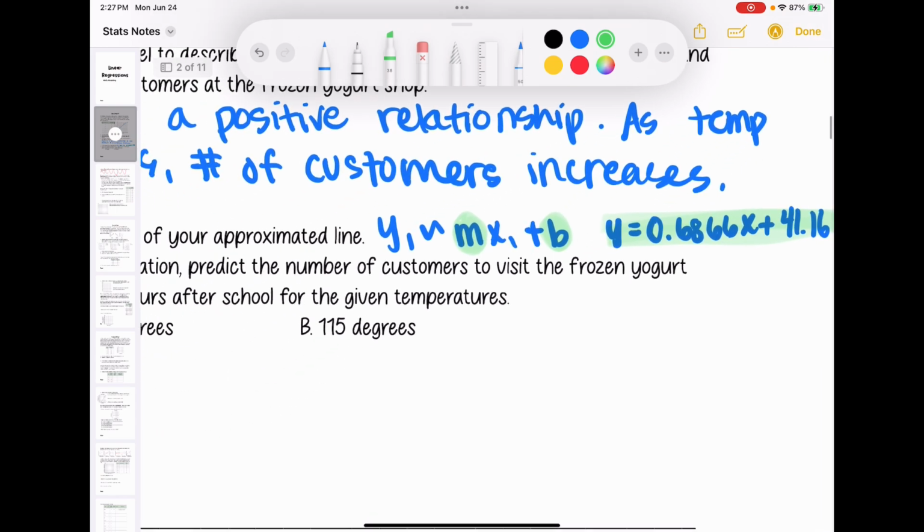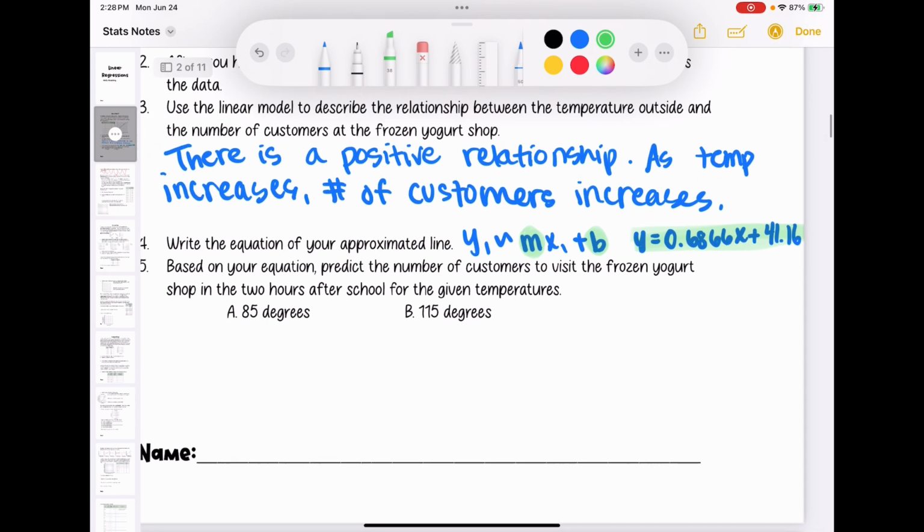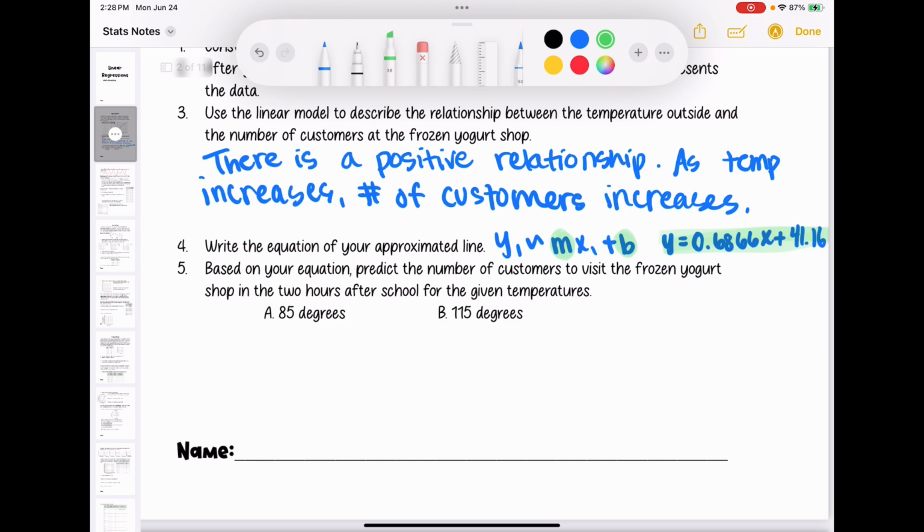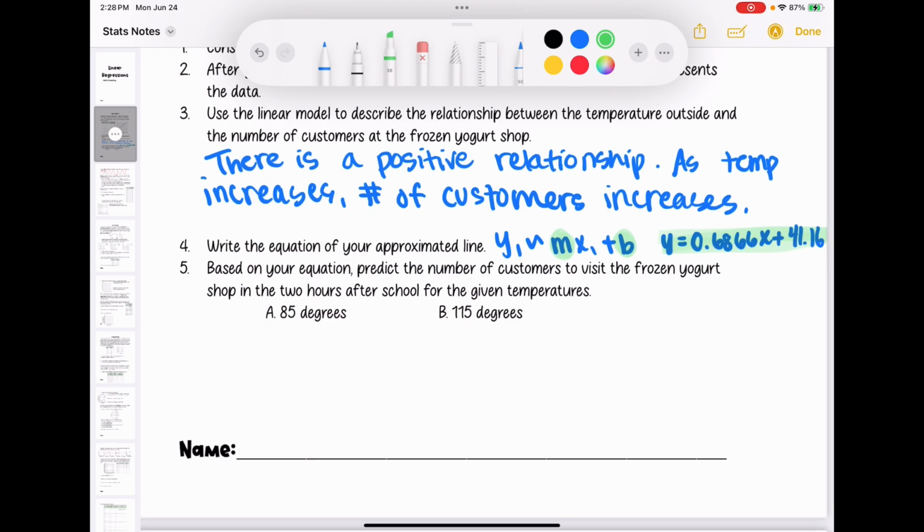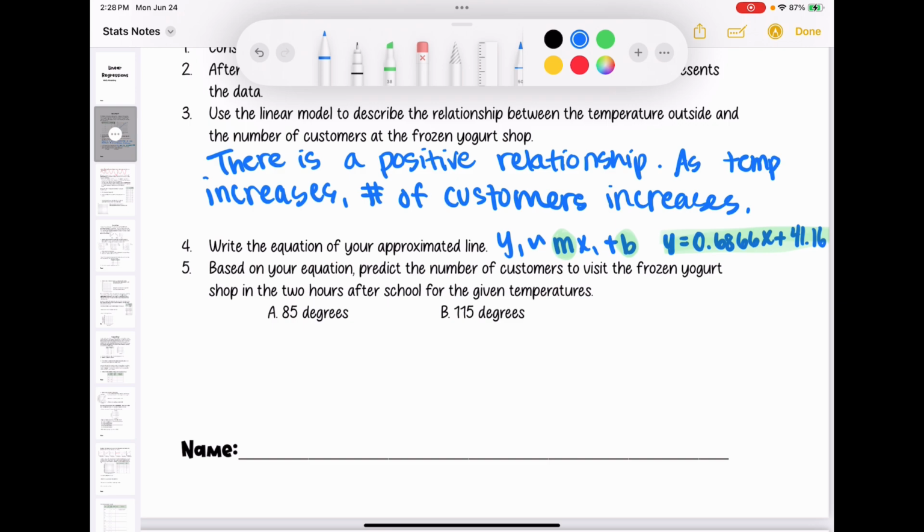All right, number 5, it says based on your equation, predict the number of customers to visit your yogurt shop in the 2 hours after school given these temperatures. So I'm going to use my equation, and I'm going to put 85 in for x.